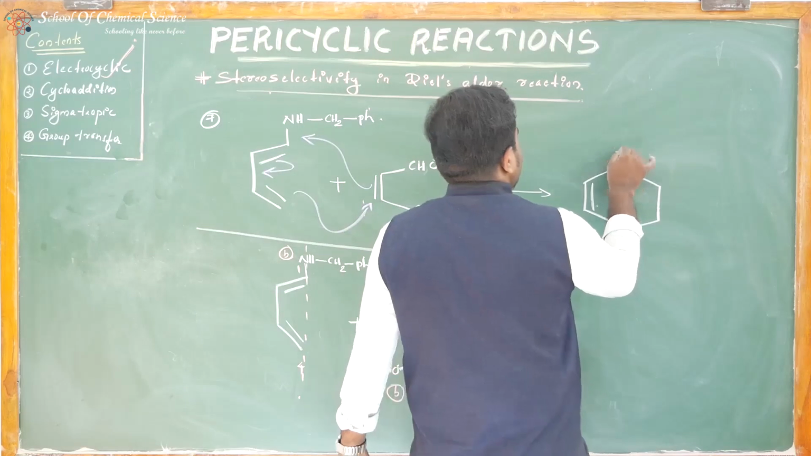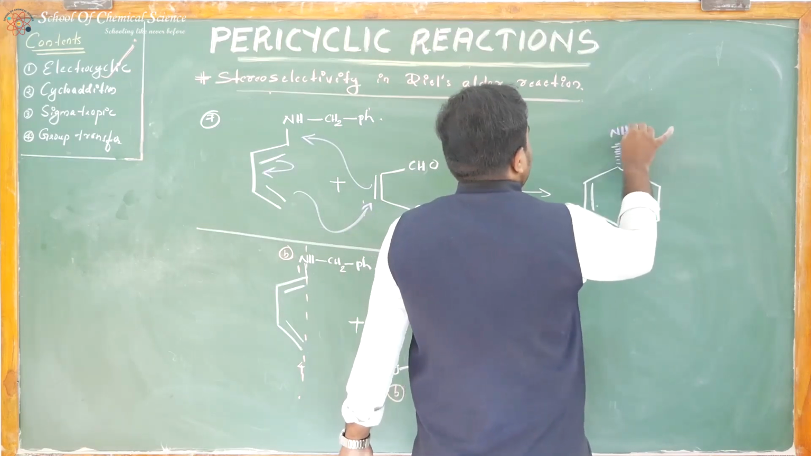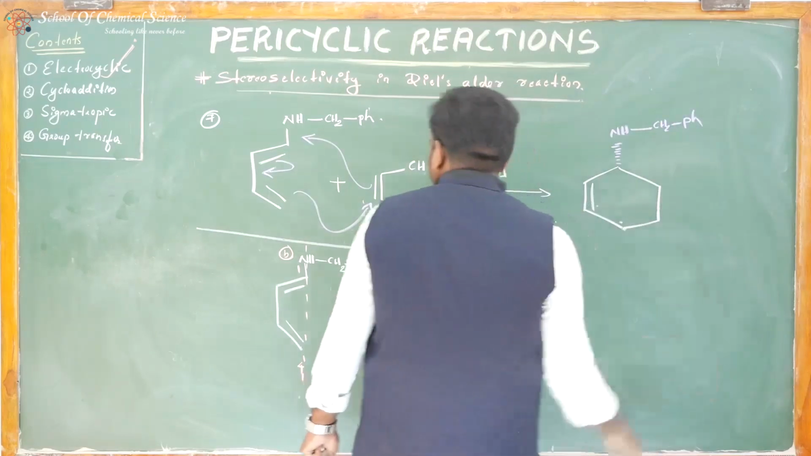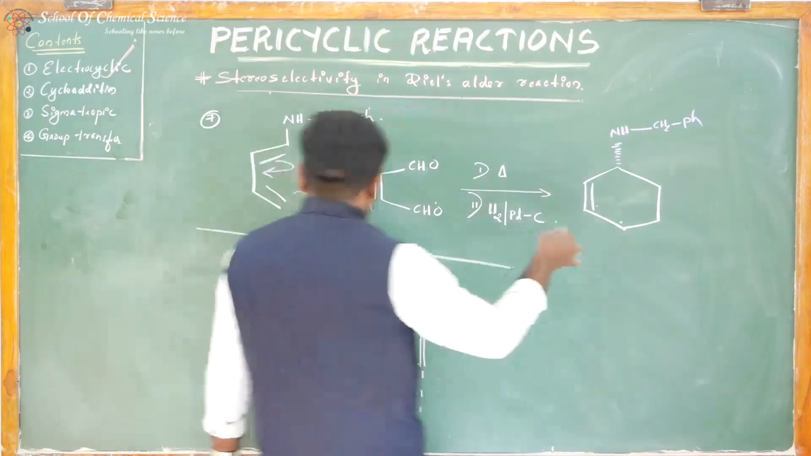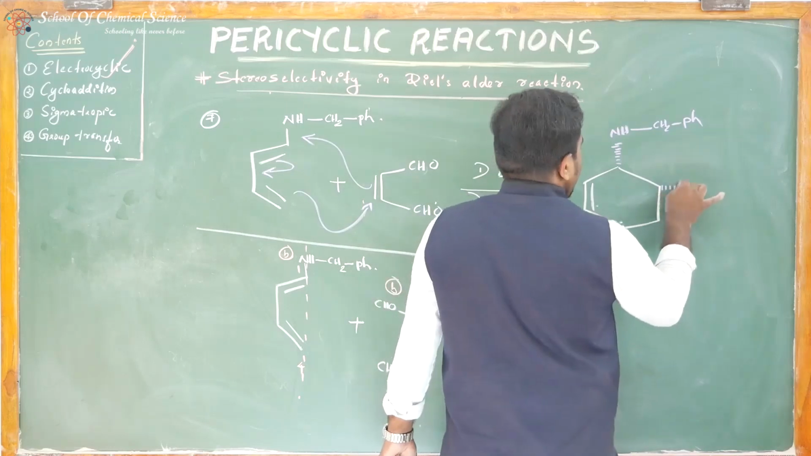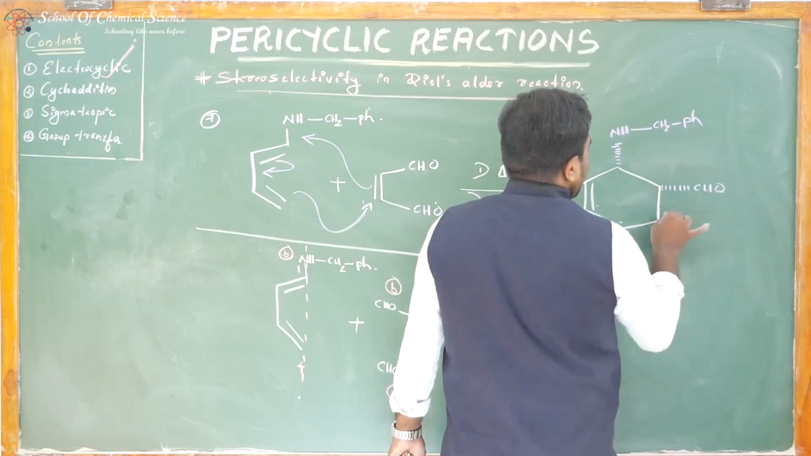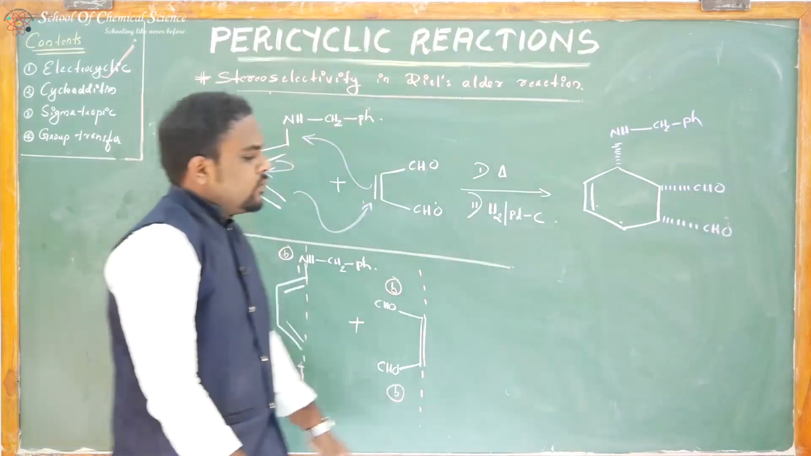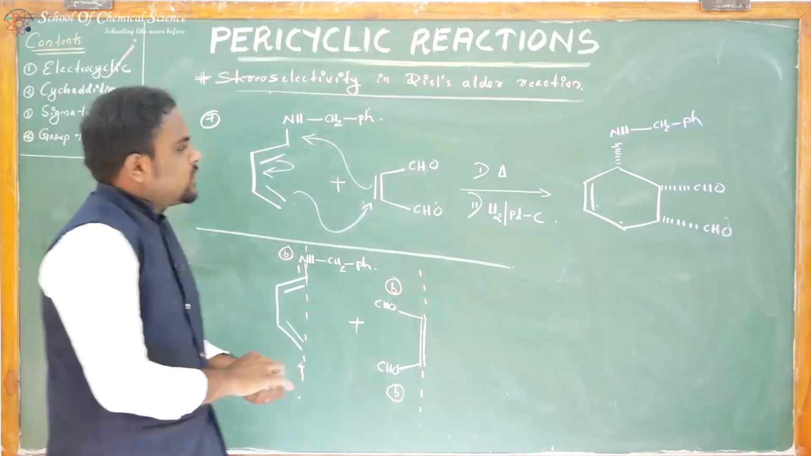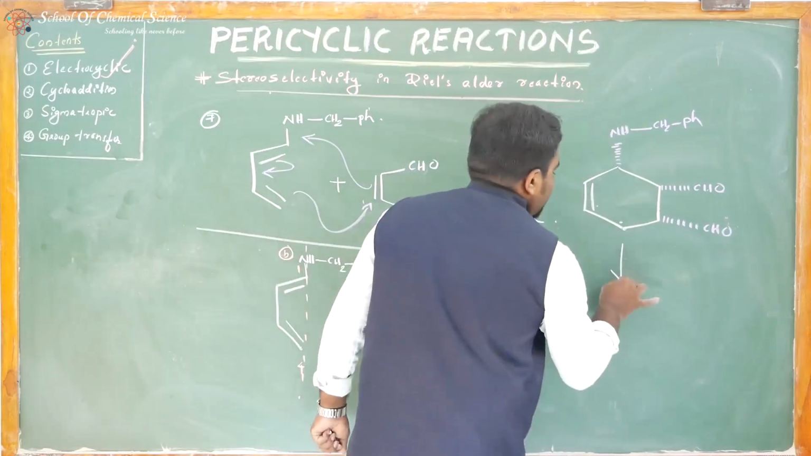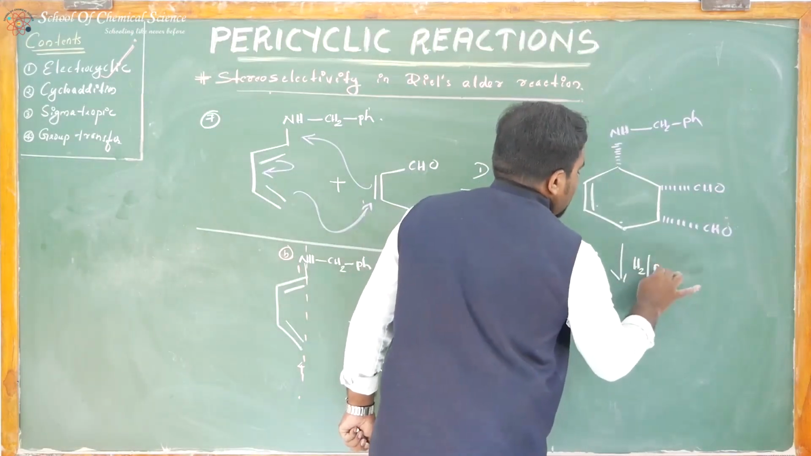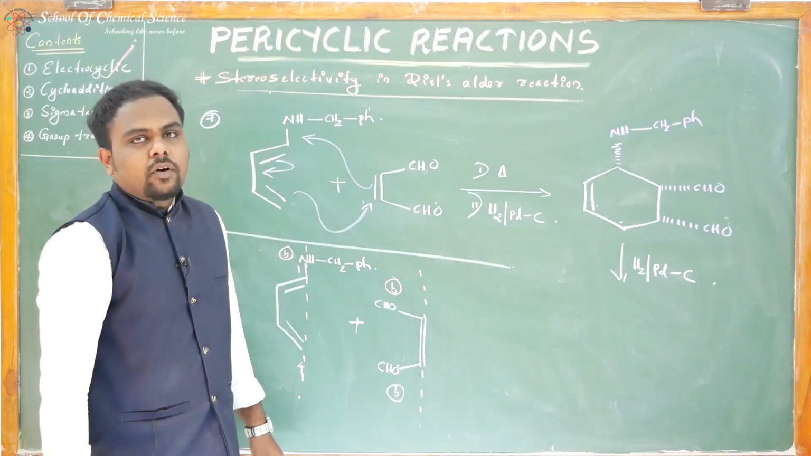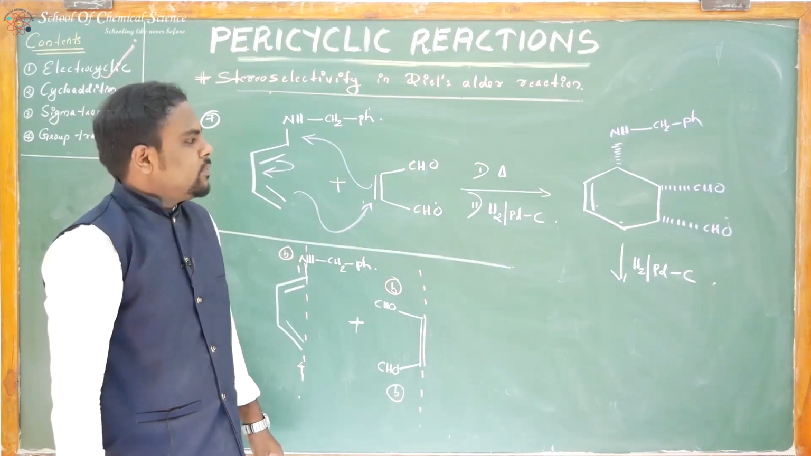So this is NHCH2Ph. Here a CHO is there, so that CHO is also below the plane. So that is the product formed. Then in the next step, H2, Pd/C. What will be the product?